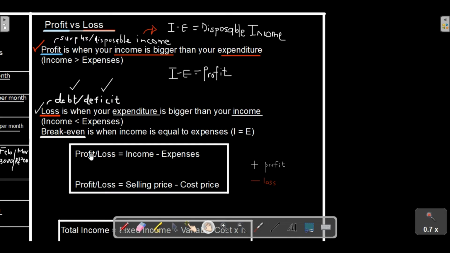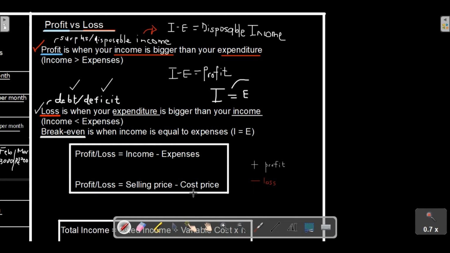Now let's look at this. If profit is when your income is bigger than expenses, and loss is when your income is less than your expenses, then what if income is actually equal to your expenses? Say you have totally covered all of your expenses, so your income is the same amount of money as your expenses. We have a term for it as well, and we call it break even, or the break even point. This is when your income is equal to the expenses.